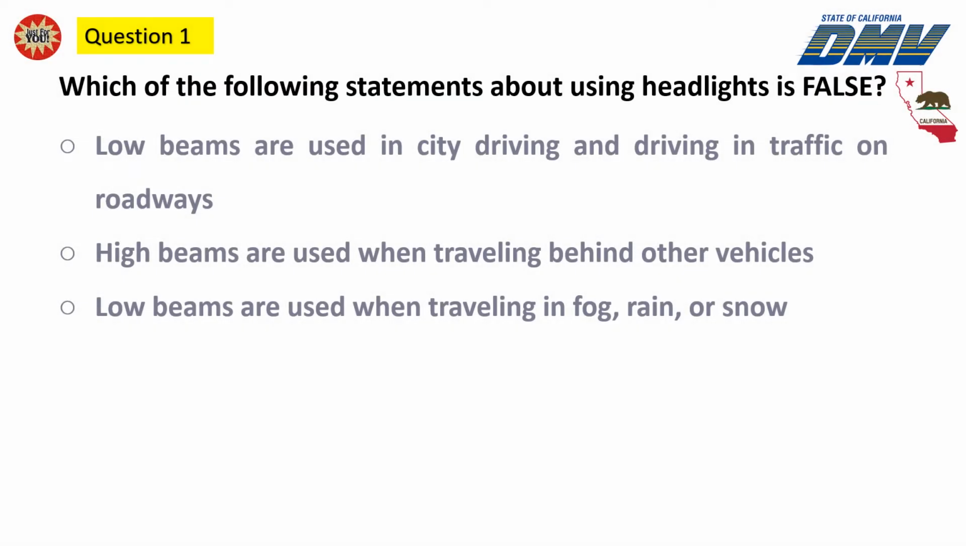Question 1. Which of the following statements about using headlights is false? Low beams are used in city driving and driving in traffic on roadways. High beams are used when traveling behind other vehicles. Low beams are used when traveling in fog, rain, or snow.